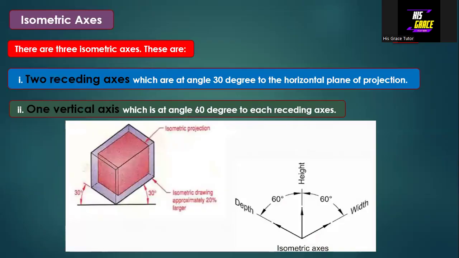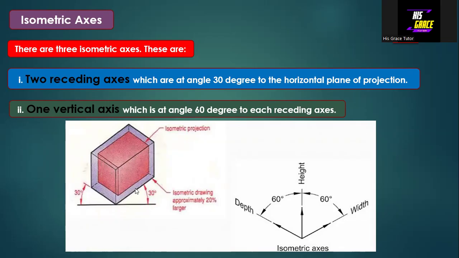This next slide is showing us isometric axes. We have three isometric axes. The first is that we have two receding axes, which are at angle 30 degrees to the horizontal plane of projection. Then we have one vertical axis, which is at angle 60 degrees to each receding axis. As you can see here on the screen, this is a horizontal line, the horizontal projection plane. Then we have this line, a receding axis, which is at angle 30 degrees to the horizontal.